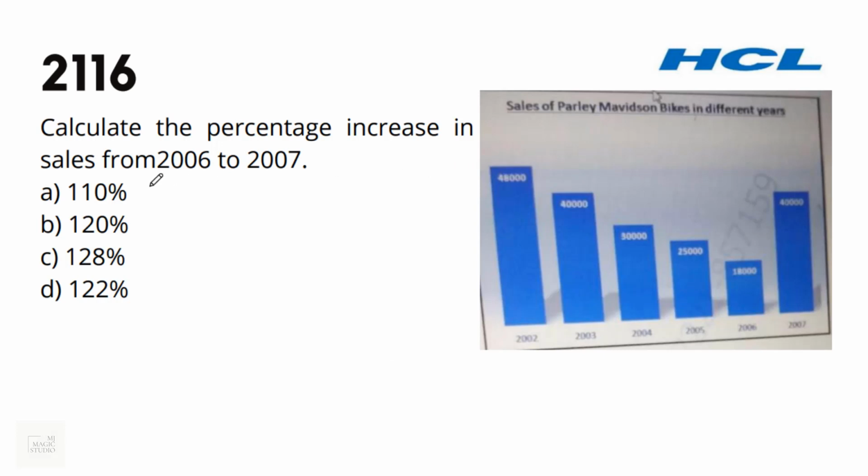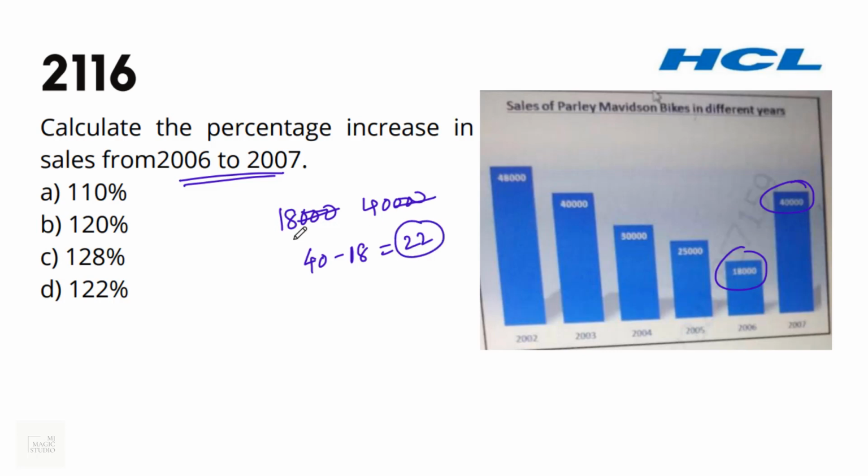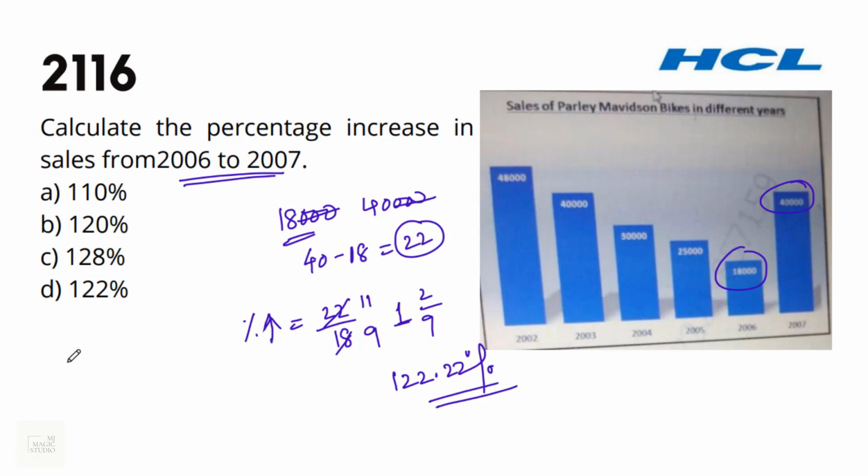Calculate the percentage increase in sales from 2006 to 2007. So in 2006 it is 18,000 and now it is 40. So the increase is 40 minus 18, that is 22 units over 18 units. So percentage increase would be 22 by 18, that is 11 by 9 or 1 and 2 by 9. 1 by 9 is 11.11%, 2 by 9 is 22.22%, and 1 means 100. So it should be 122.22% increase, and that is option D.